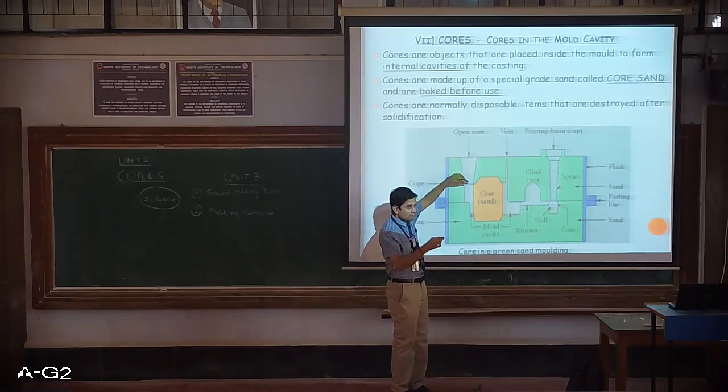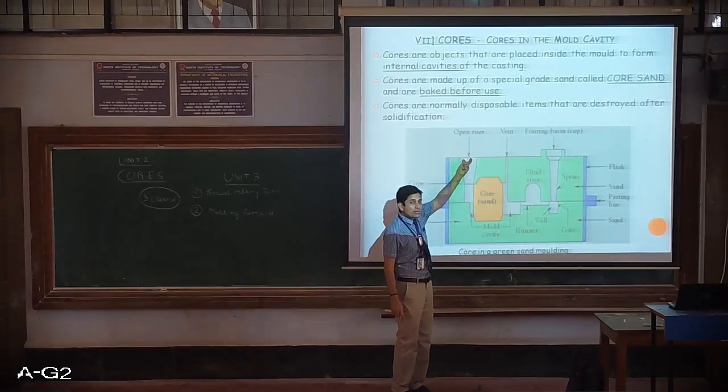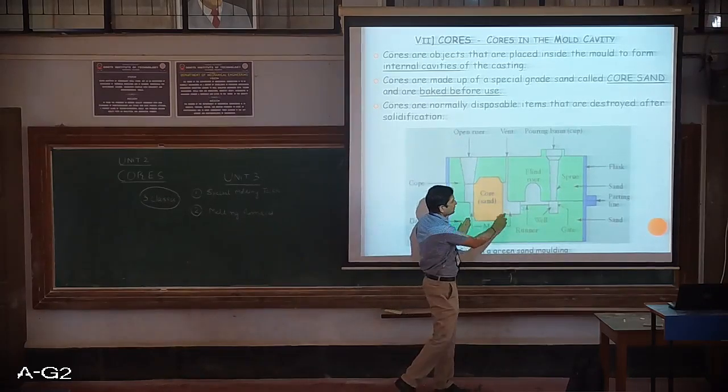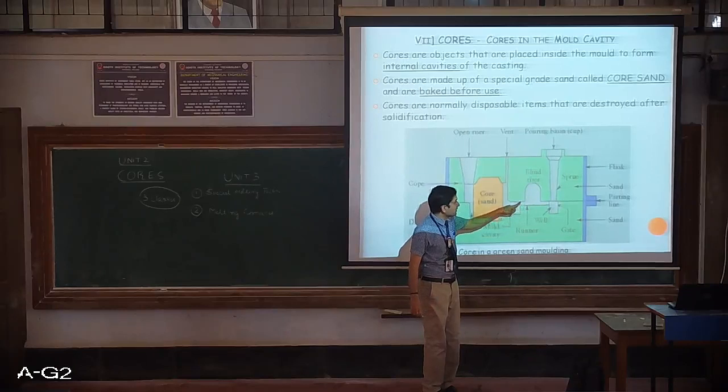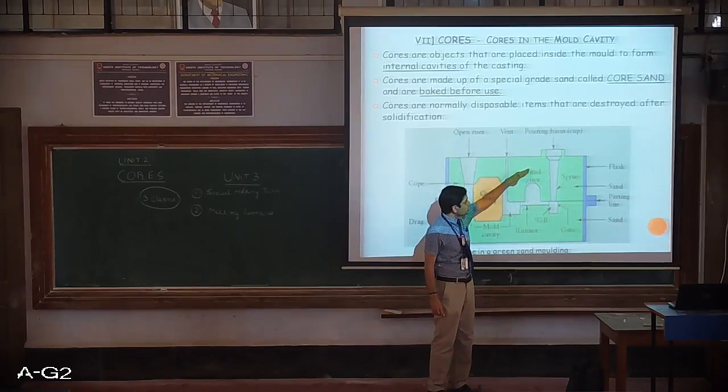After the metal comes and fills up here, that is called the riser. It's an open riser because it is open to the environment. This is the core. This is the mold cavity. All the things you can see here are the mold cavity. This is the runner. This is the blind riser. Blind riser means it is closed to the environment.